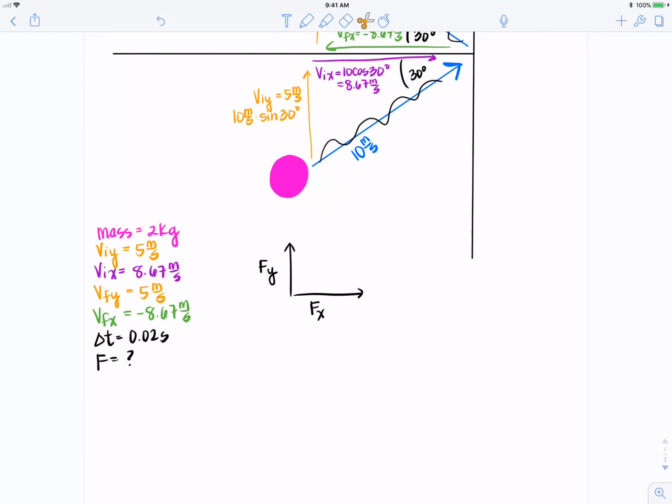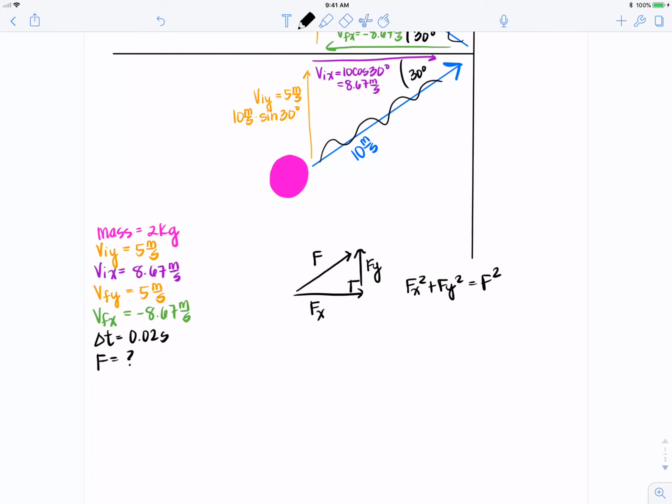Oh, apologies, that didn't work as planned. In order to add our vectors, we go tail to head. So Fy should be over there. Then I can draw my hypotenuse here. This makes a right triangle, and this would be the total average force. So using the Pythagorean theorem, Fx squared plus Fy squared equals F squared.